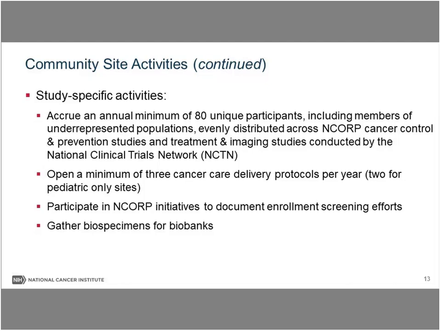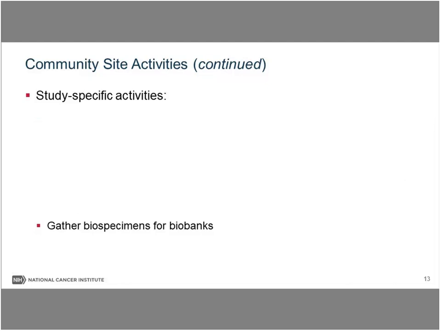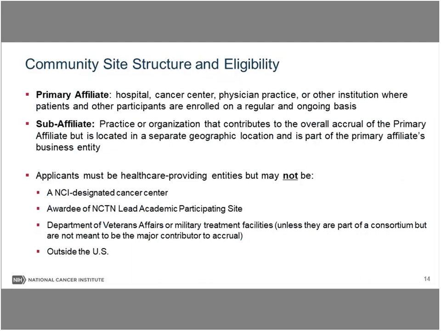There is a minimum of 3 cancer care delivery protocols per year for the adult sites and 2 for pediatric-only sites. Sites are encouraged to participate in NCORP initiatives to document enrollment and screening. For existing sites, we have a clinical trial log, which is a requirement for all participating sites. For new sites that are not using this particular document, if you have a tool that is capturing the effort that you perform in terms of enrollment or your denominator, then please include that in your application. Community site activities also include gathering biospecimens that will be banked into the NCORP research base, and they will be trial specific.